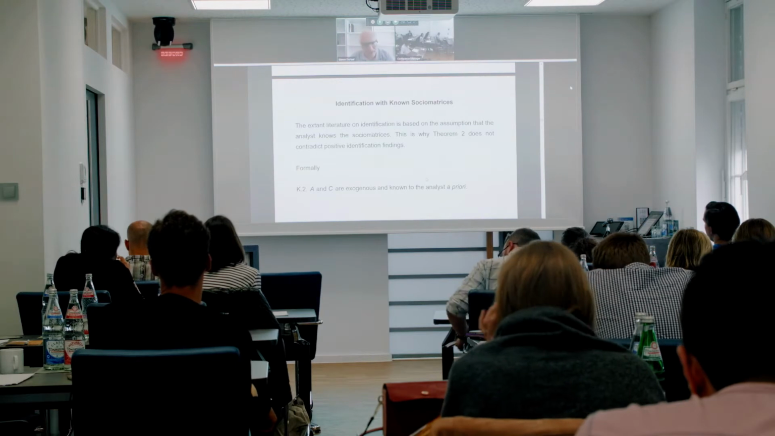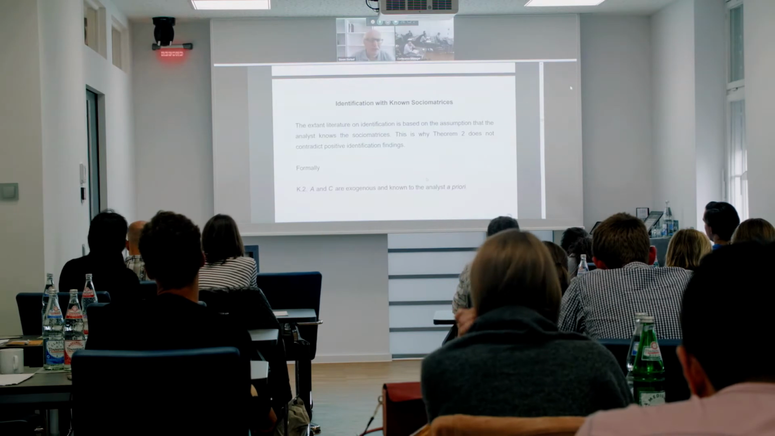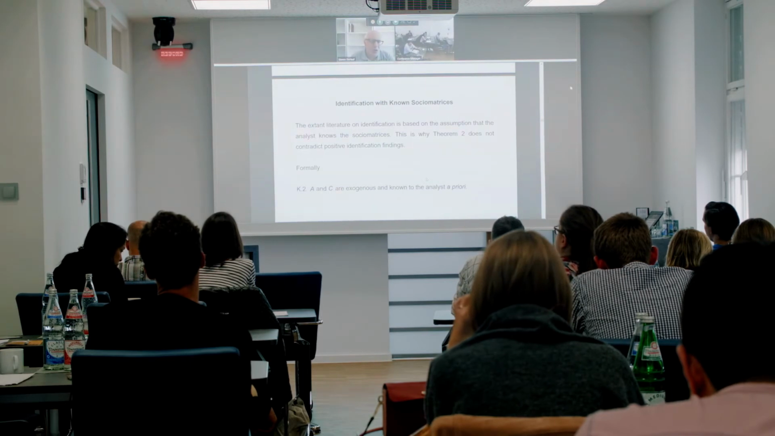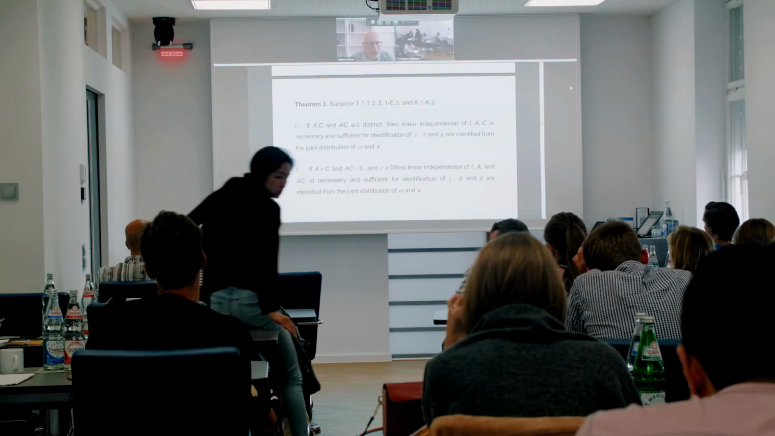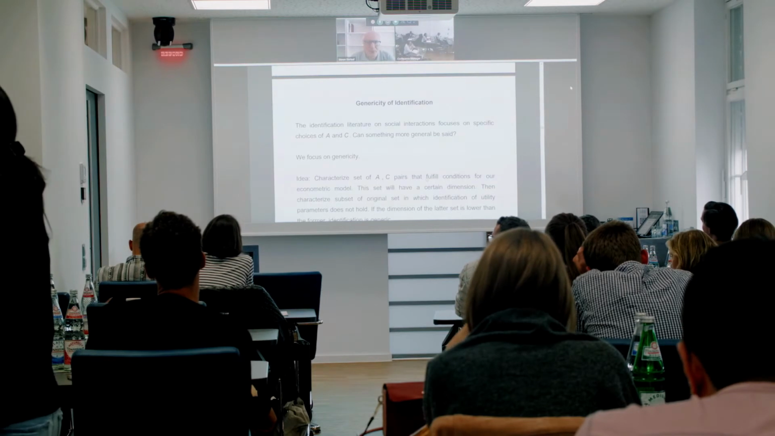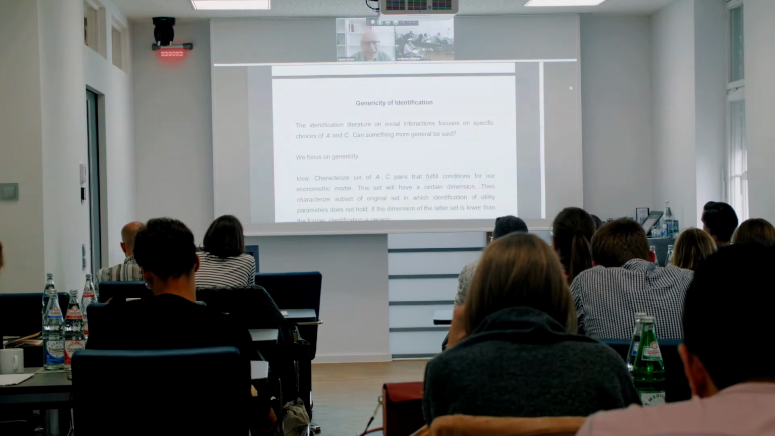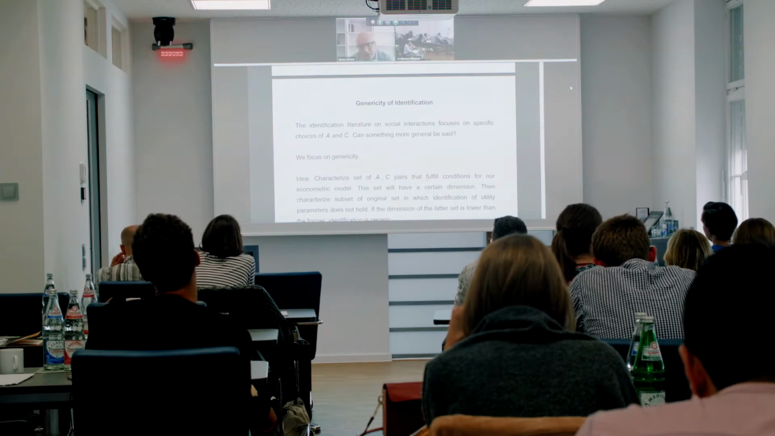So this is how I want to proceed. If you think about where we are, my first case was I didn't know A and C. My second case is I know A and C. And what I want to do now is ask the question: given A and C, can I identify the parameters, the individual effect, which was gamma, the contextual effect, which was delta, and the endogenous effect?